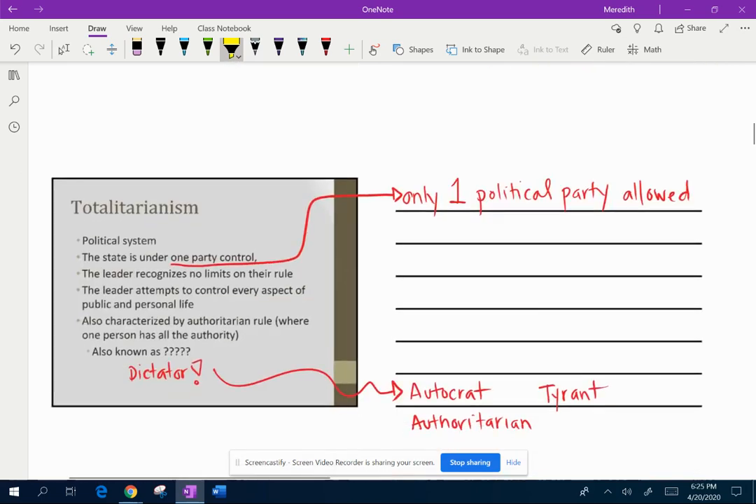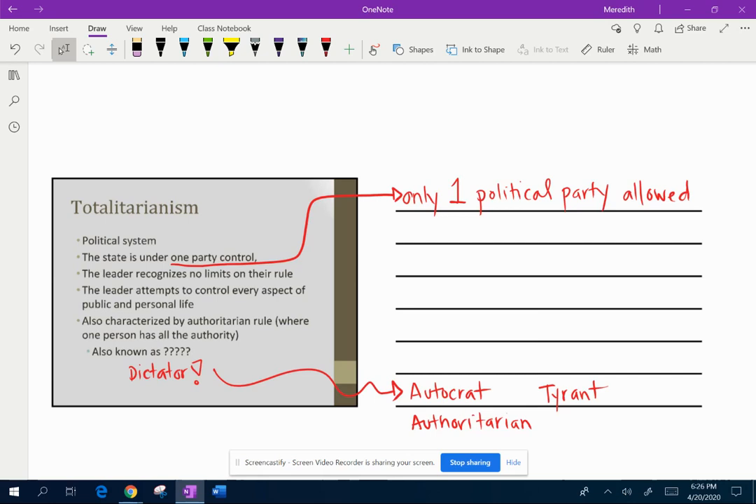Looking at other qualities that a totalitarian government has, it is a political system. So it's a government. And that government is under one party control. That means only one political party is allowed at all. The United States has a two-party system where we are predominantly Democrats and predominantly Republicans. There are a couple of third-party political parties here and there, but not enough to gain popularity.